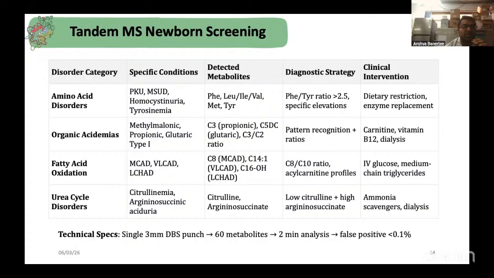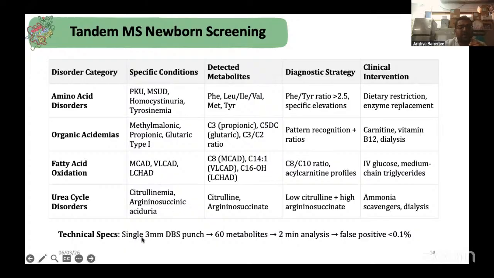Similarly, urea cycle disorders such as citrullinemia, with excess citrulline in the blood samples, and argininosuccinic aciduria can be easily detected with the citrulline and argininosuccinate metabolites. The diagnostic strategy is to predict low citrulline and high argininosuccinate concentration, and ammonia scavengers and dialysis can be performed. So this is one of the latest things happening in newborn screening.